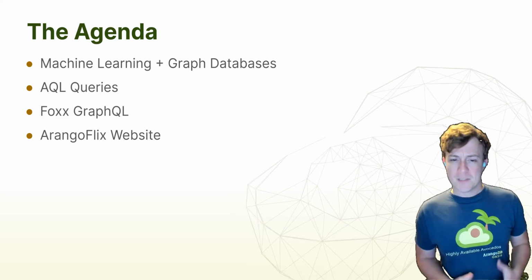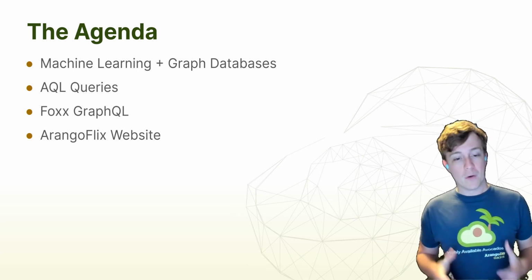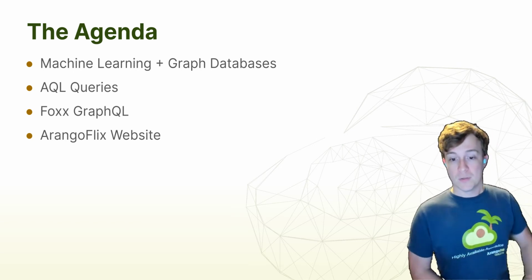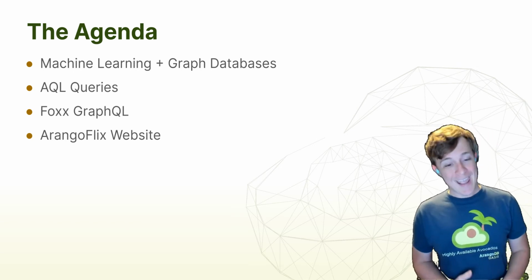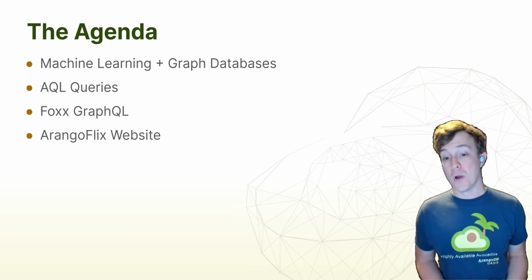To start out, let's talk about the approach we used to implement the machine learning inferences with our graph database. Then we'll take a look at some example AQL queries and how we implemented them with our Fox GraphQL endpoint, and finally the ArangoFlix website.